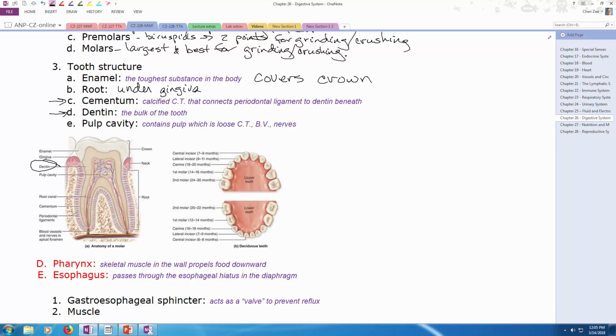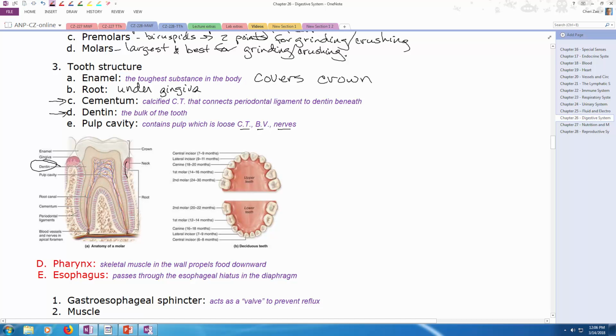So the dentin is covered by enamel at the surface, and then the dentin is covered by cementum in the area of the root. And that is indeed calcified connective tissue, and is kind of the covering or the link between the dentin and the periodontal ligament, which is associated with the bone itself. Pulp cavity contains a substance that we call pulp, which is basically a loose connective tissue, blood vessels, and nerves.